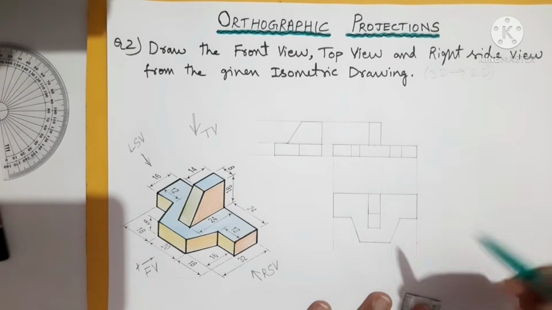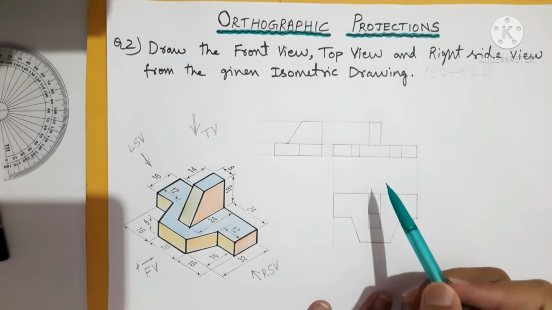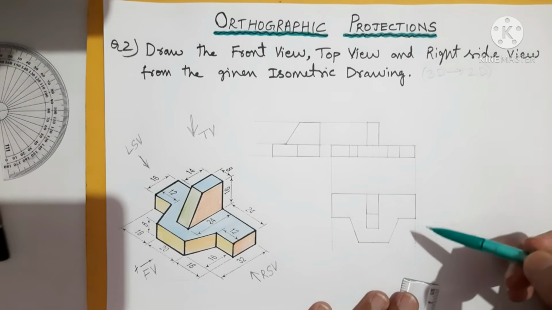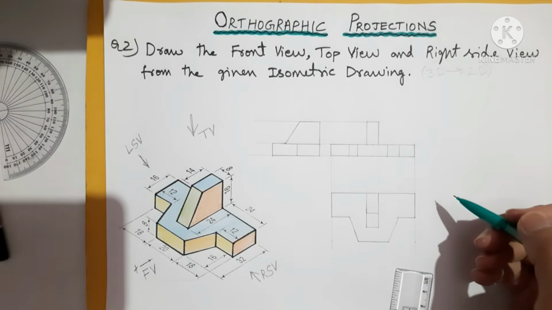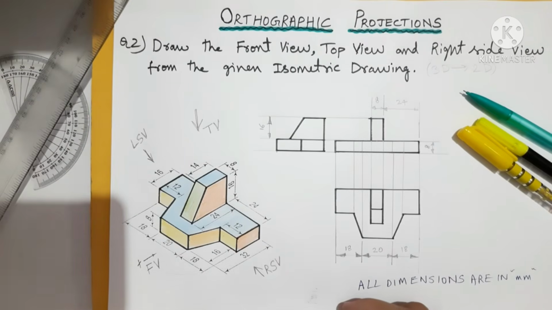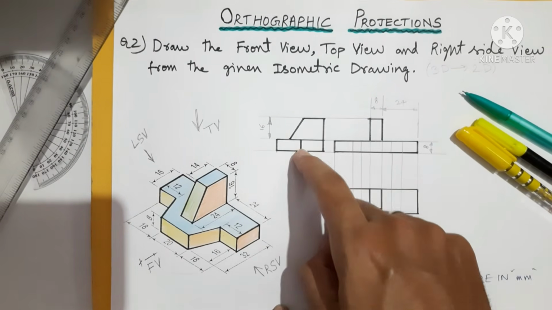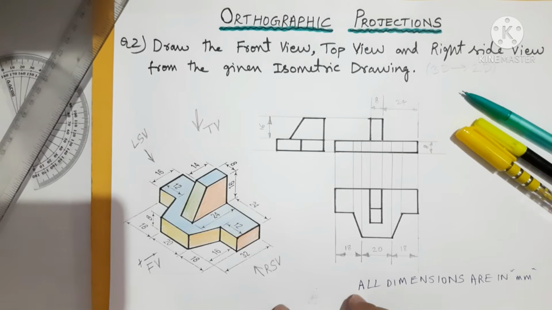So this is all in the front view, top view, and side view. You have to do dimensions. I will do the dimensions right now, and I will make it dark lines. Just wait for a while. So this is the final front view, top view, and side view. This is all in this video.